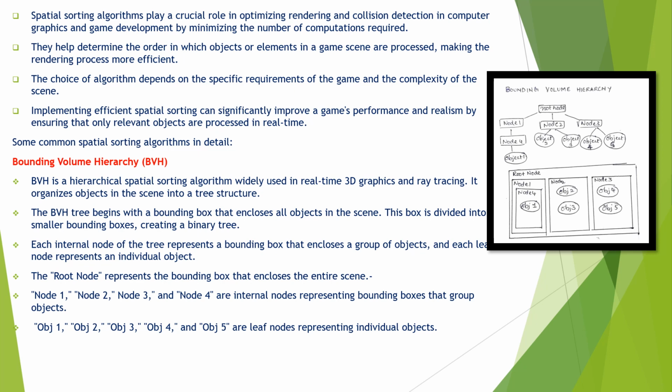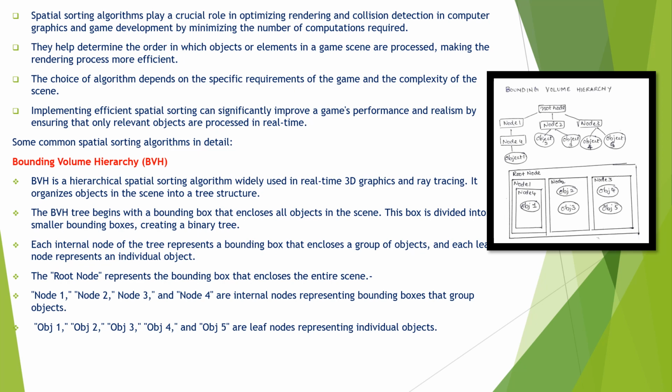Spatial sorting algorithms play a vital role in optimizing rendering and collision detection in game development as well as computer graphics. How does it do that? It does so by minimizing the number of computations required. In a game scene, there will be lots of objects to be processed, and the order of processing them will be determined by the spatial sorting algorithm.